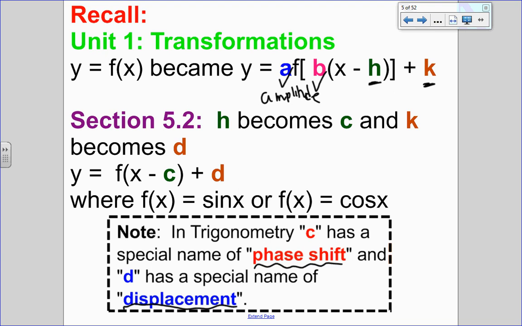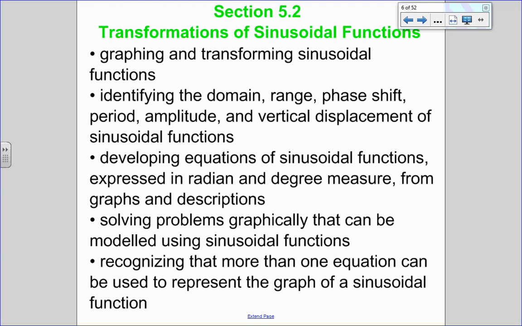So we're going to go through 5.2 and we're going to do the same thing we did in 5.1, coming up with what does C do, what does D do? Does it change in terms of what we already know about C and D or H and K?